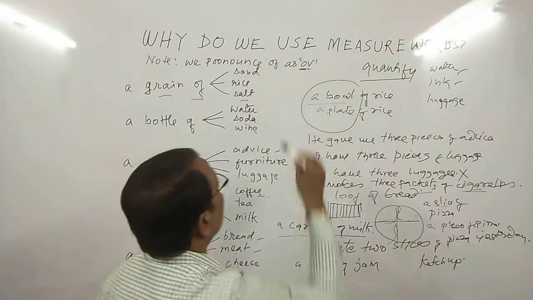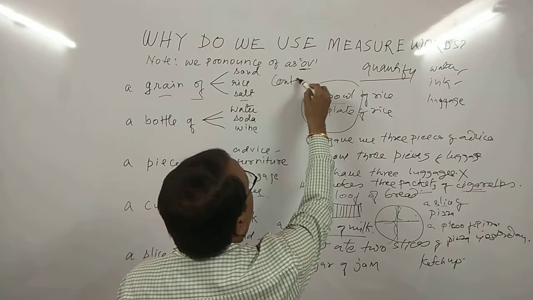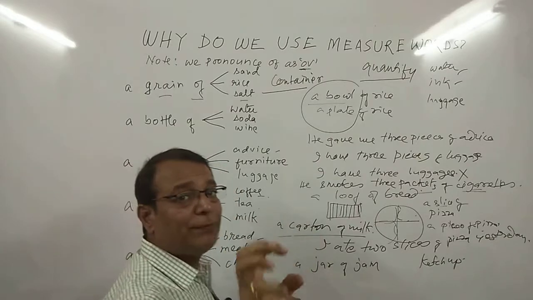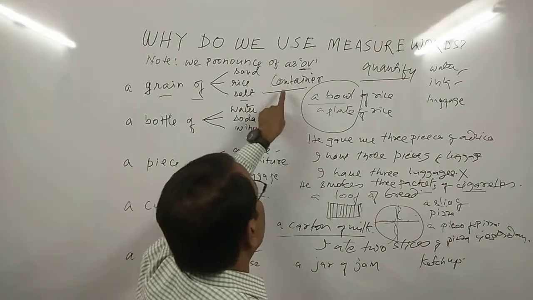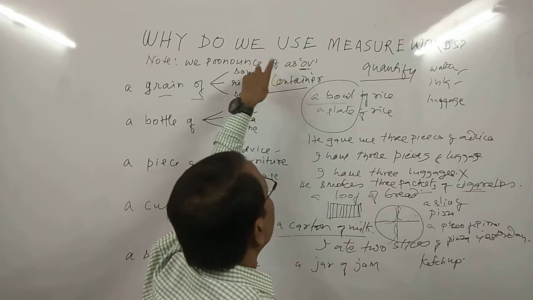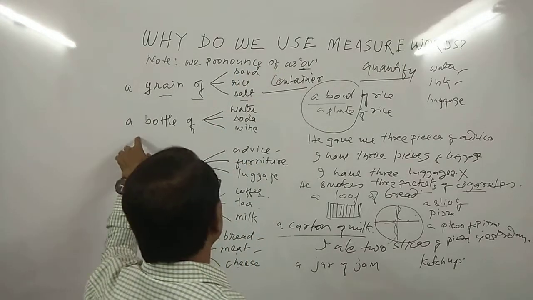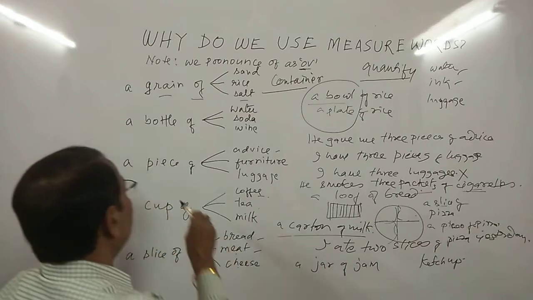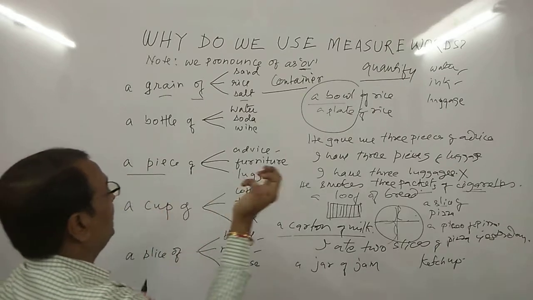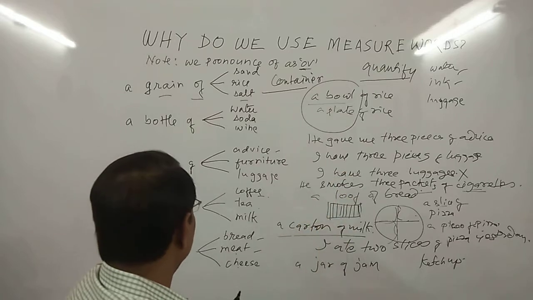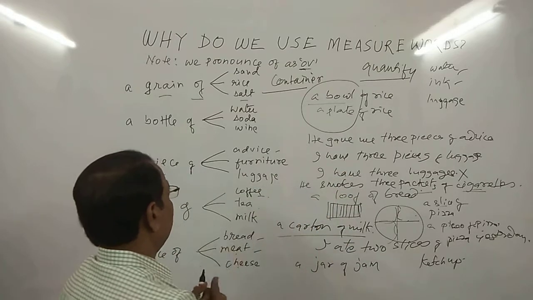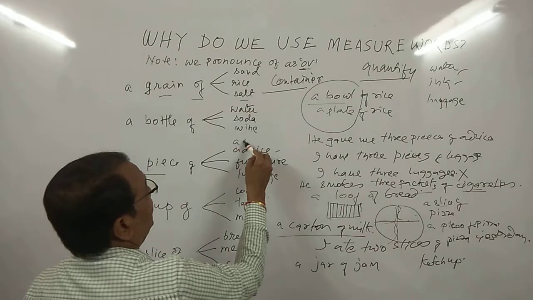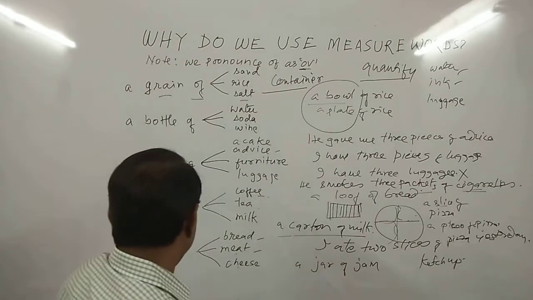The container is the main thing you have to keep in mind. We use it to keep that thing in that container, and that depends on the container. If the container is a bottle, you have to use bottle. A piece is not a container, but it's just a part of something. A piece of furniture, a piece of luggage, a piece of advice, a piece of cake, right?